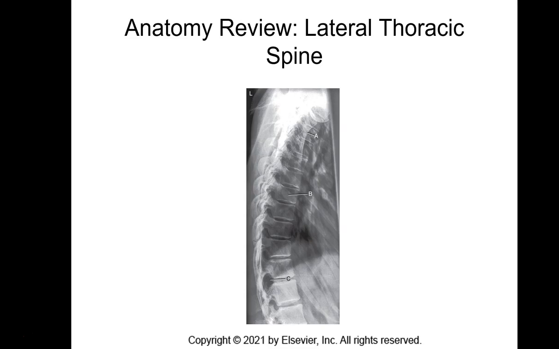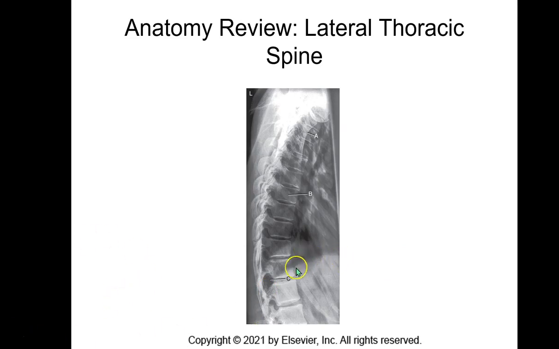What are we visualizing in a lateral T-spine? In addition to the vertebral bodies, we're also seeing those intervertebral foramina. So that's what C is pointing to here. That is the intervertebral foramina, that nice big circle in between T11 and T12. Okay, so B is pointing to the body of T7. Well, how do I know that? Well, let me show you a trick.